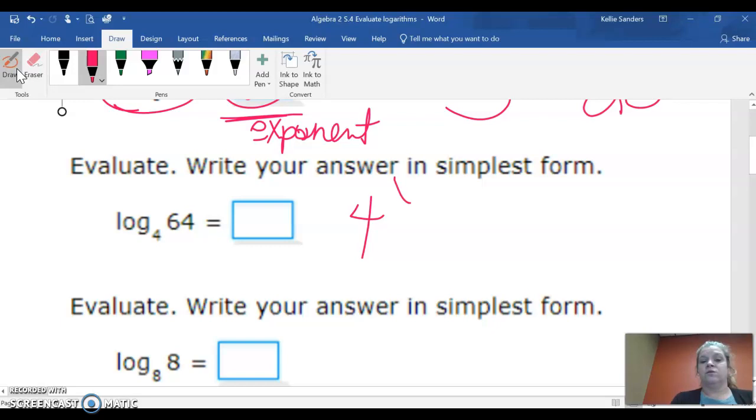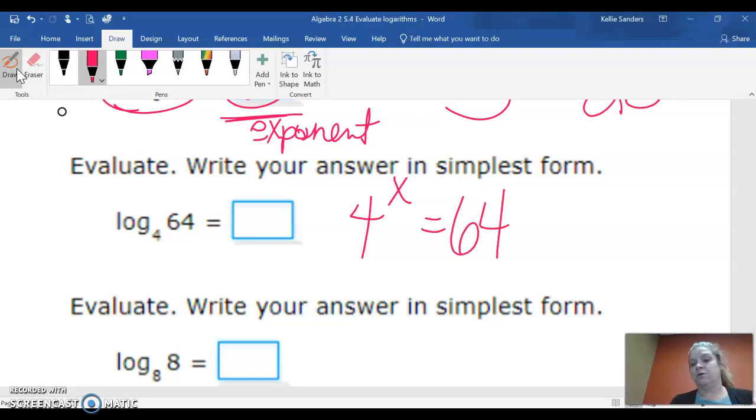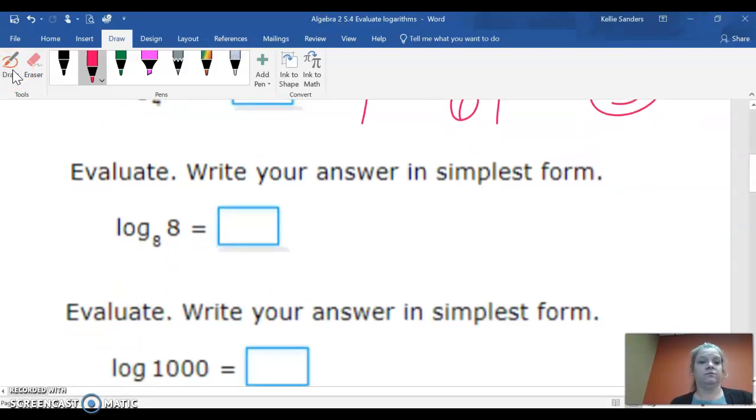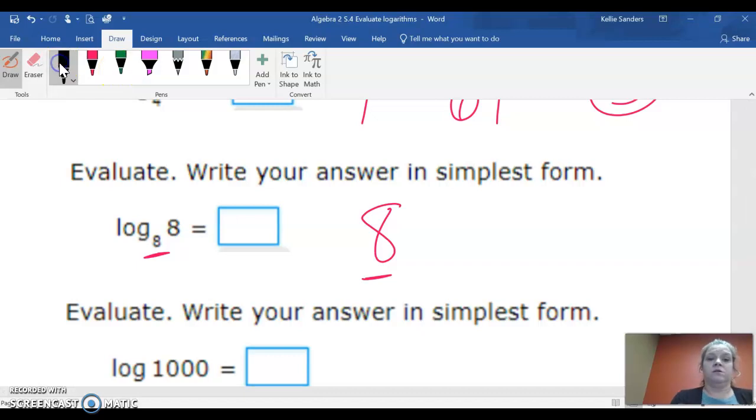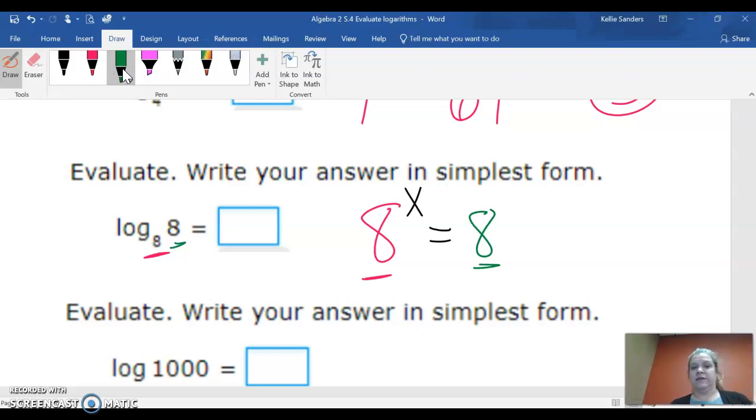4 to the what equals 64. 4 to the third equals 64. 8 to the what equals 8. Kind of underline those in the same color so you can figure out which 8 is which 8. And so 8 to the what gives you 8. 8 to the 1 gives you 8.